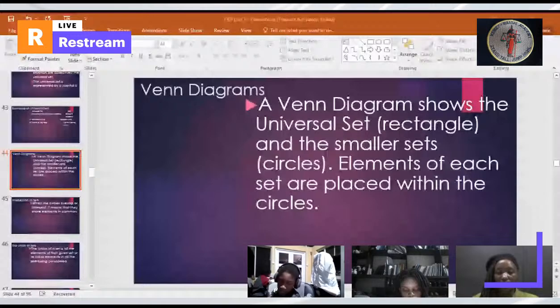Some of the circles are going to overlap or intersect. Some of the circles are not going to touch each other, in which case we say they are disjoint. You might even have a circle within another circle, in which case we say the smaller one is a subset of the bigger one, meaning all the elements in the smaller one are contained within the bigger one.